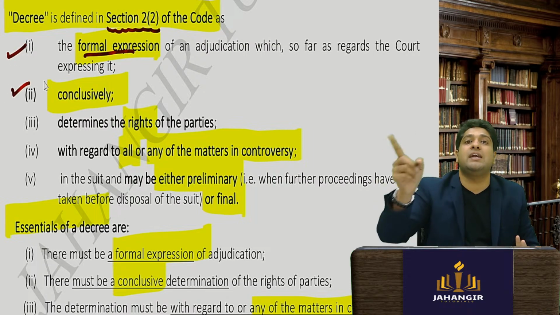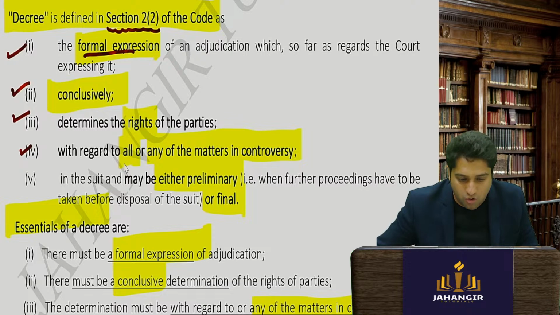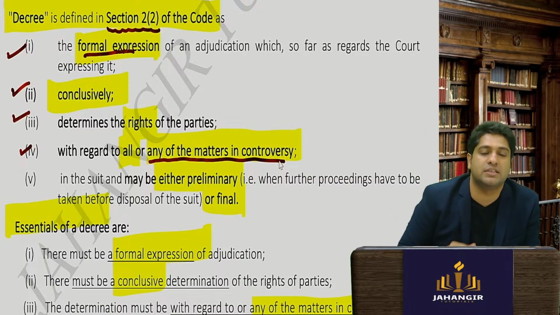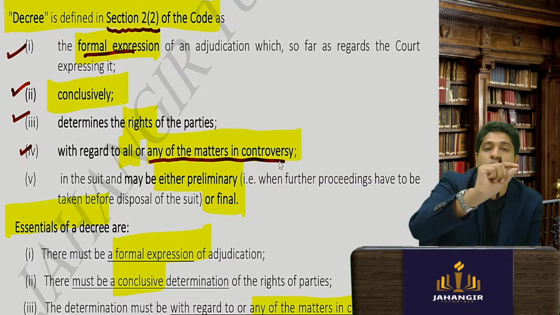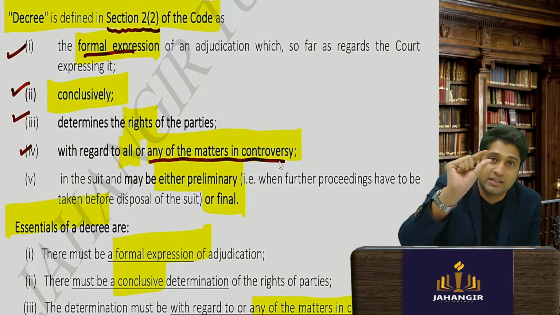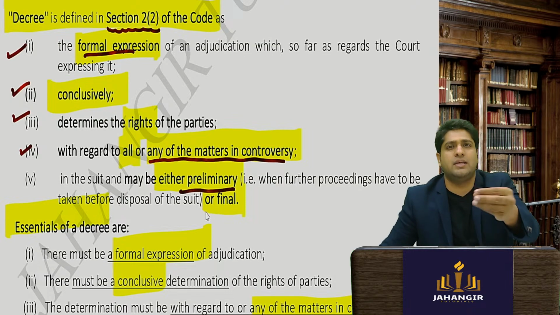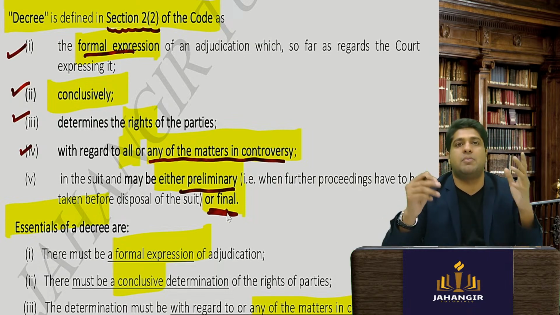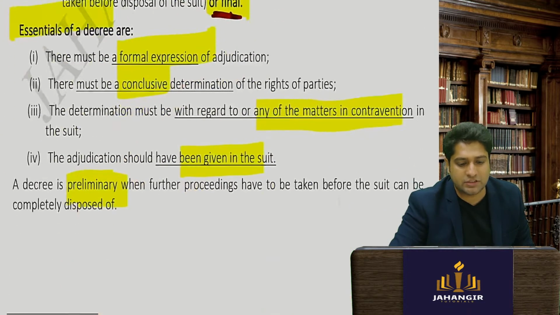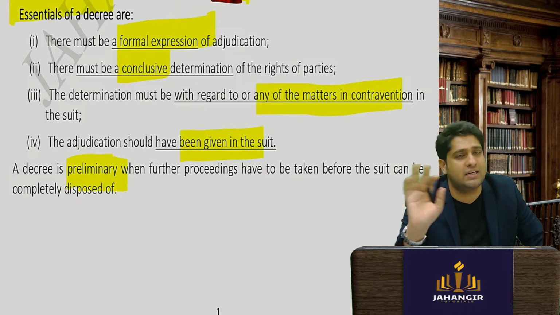that conclusively determines, that is, properly decides, the rights of the parties with respect to all or any matter in controversy. There were 5 matters in my example. So with regards to any matter in controversy, any matter in dispute, when the courts are conclusively deciding that aspect, it is called a decree. It may be either preliminary, where temporarily they have given this order, or after hearing all the parties, they will give a final decree. So what are the essentials of a decree? It should be a formal expression. If the court is casually saying, it is not a decree.